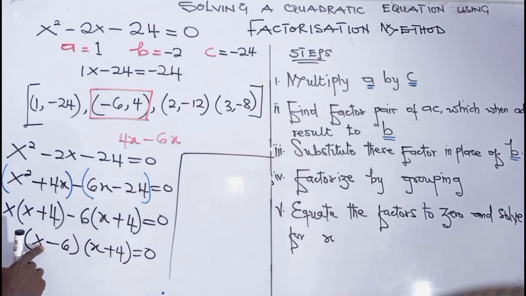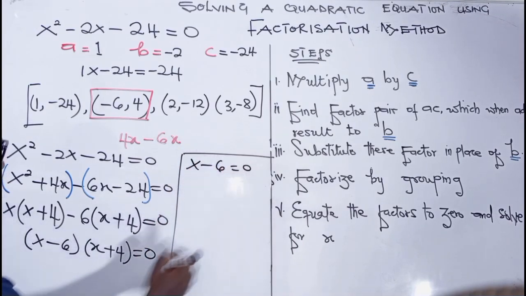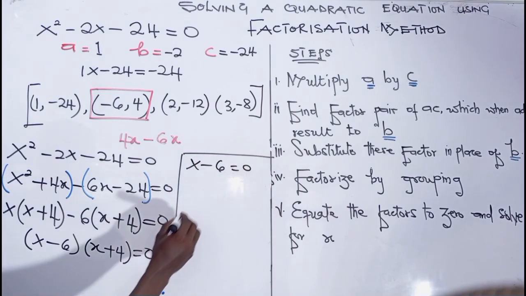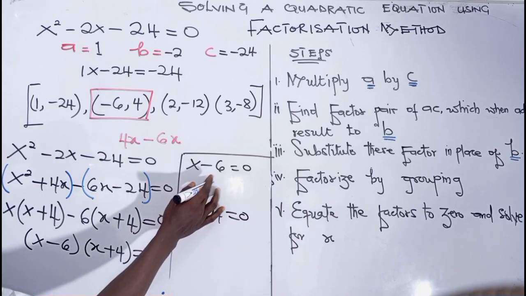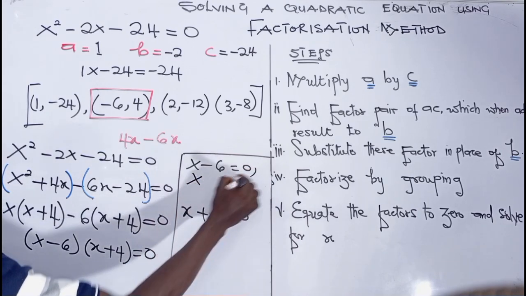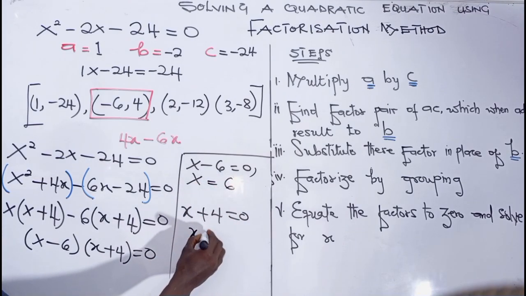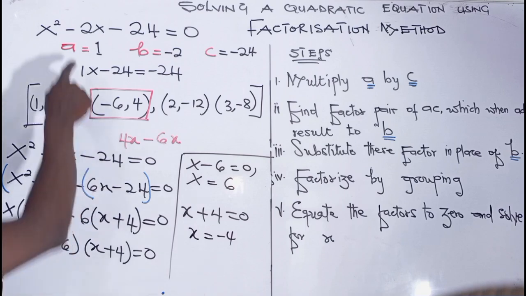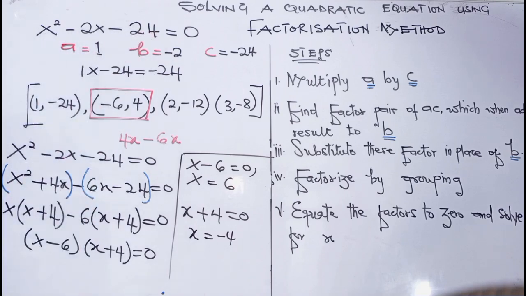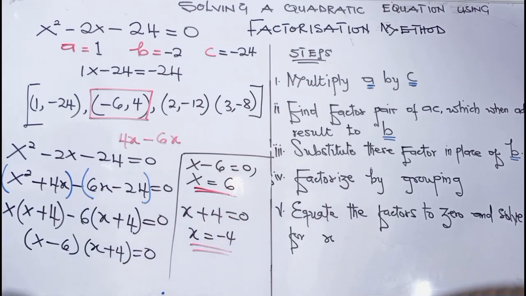So from here you can see that x minus 6 is equal to 0. And then we can also say that x plus 4 is equal to 0. So from here you can see that our x is equal to 6. And from here as well, we can see that our x is equal to minus 4. So the value for x which satisfies this quadratic equation is either x is equal to positive 6 or x is equal to negative 4.